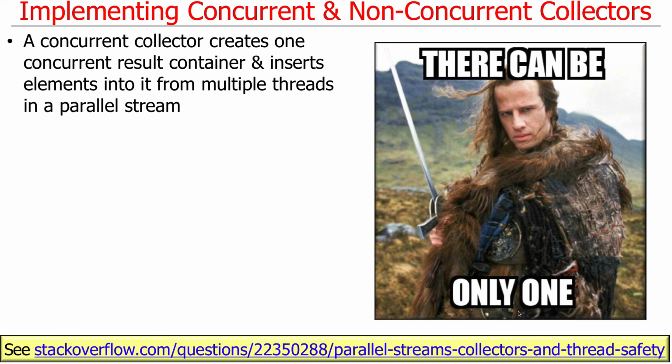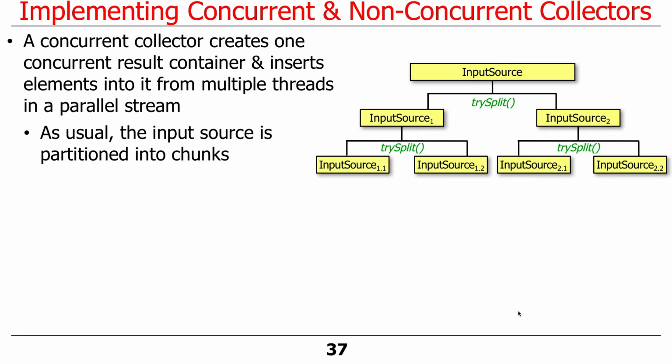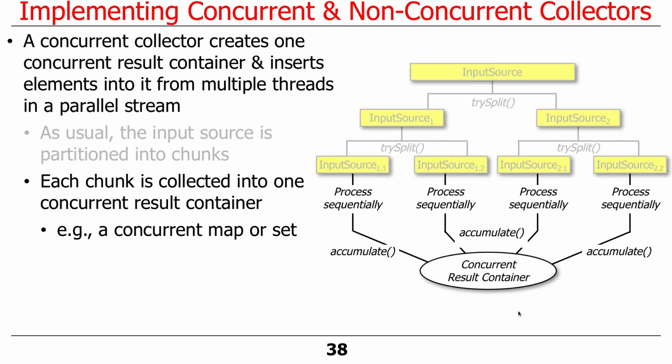So as usual, we pull out our Highlander reference because there can be only one. There can only be one concurrent result container. And all the elements that are being produced as a result of doing the parallel computations will all be put into that single result container. So they all kind of get pre-merged. You're not merging partial results. You're just merging results into a single container. So as usual, the input source is partitioned into chunks, and then the processing takes place.